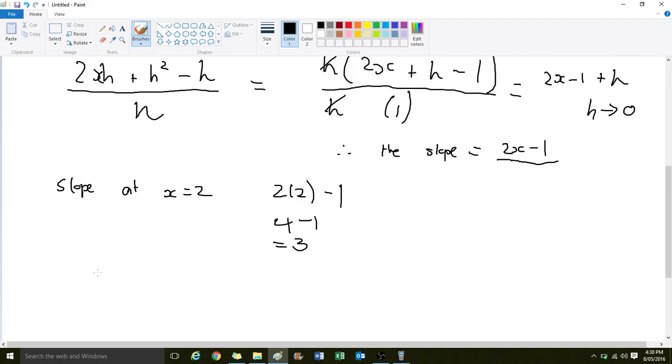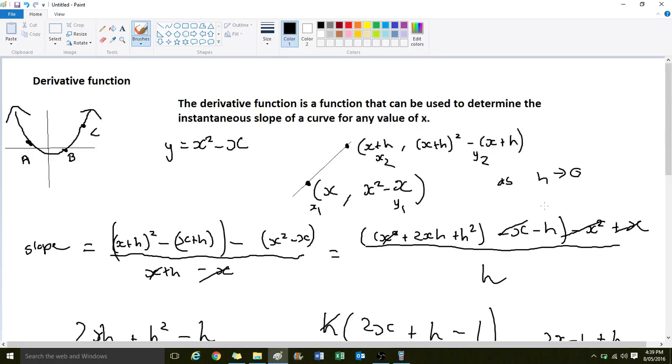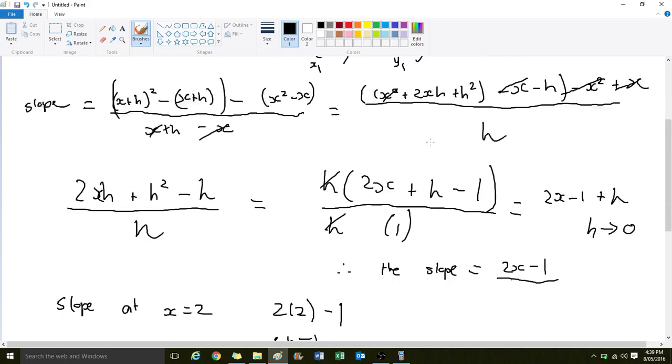The slope at x equals minus 3. So we're putting minus 3 into the function, so we have 2 times minus 3 take 1. It's going to be minus 6 take 1, which is going to be minus 7. So when x is equal to minus 3, the slope is minus 7. So the significance of this answer then is we can find the slope of this function for any value of x using our derivative function here. We have derived a function from our initial function that can be used to calculate the slope at any point.